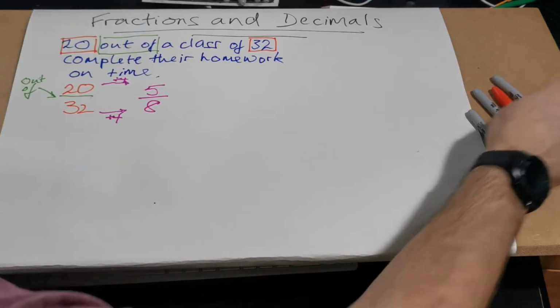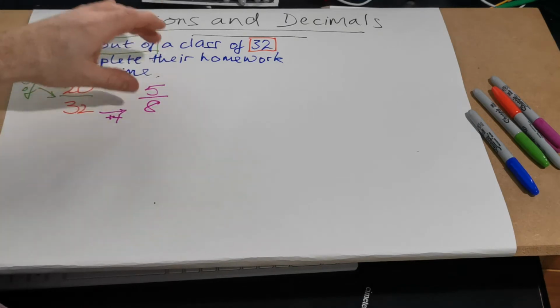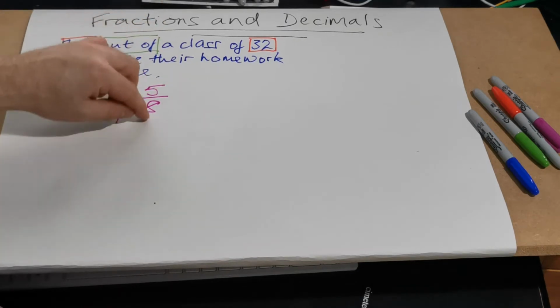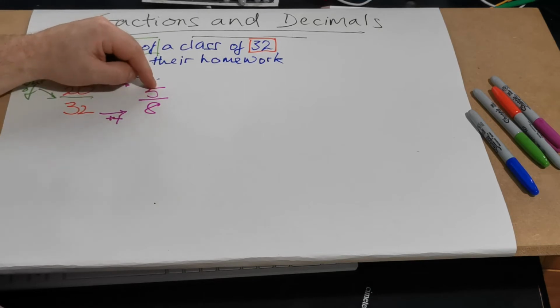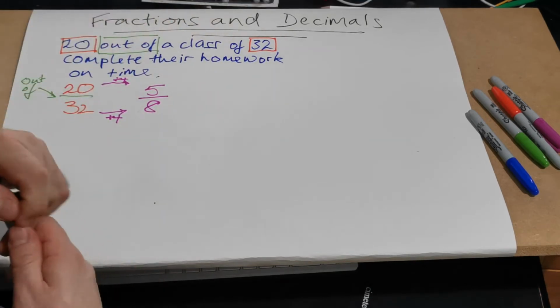And looking at this, I know that doesn't cancel down any further because 5 doesn't go into 8, and 5 is also a prime number, so that can't be divided up any further. So that's in its simplest form.